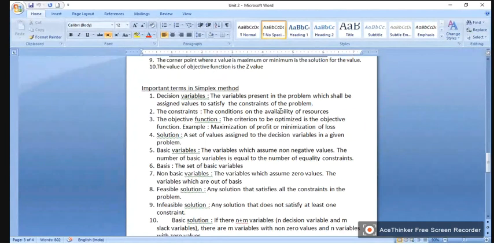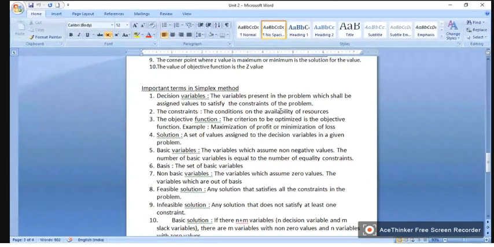Solution: a set of values assigned to the decision variables in a given problem. So the x1 value and x2 value put together form the solution. x1 can take some value, x2 can take some other value. So any set is a solution. Okay, I've got it, Harika.